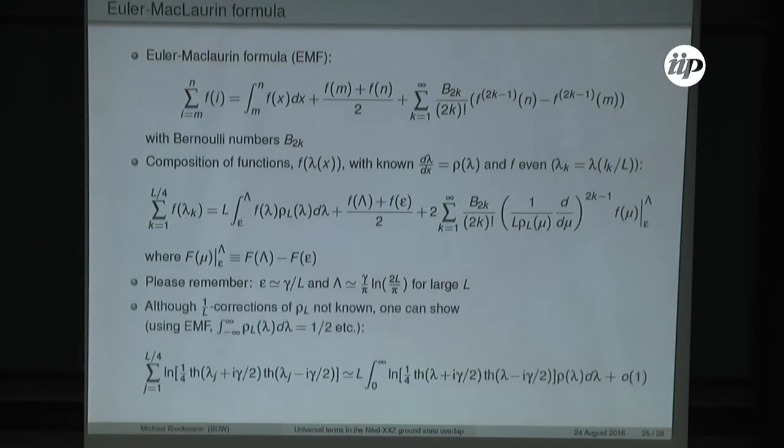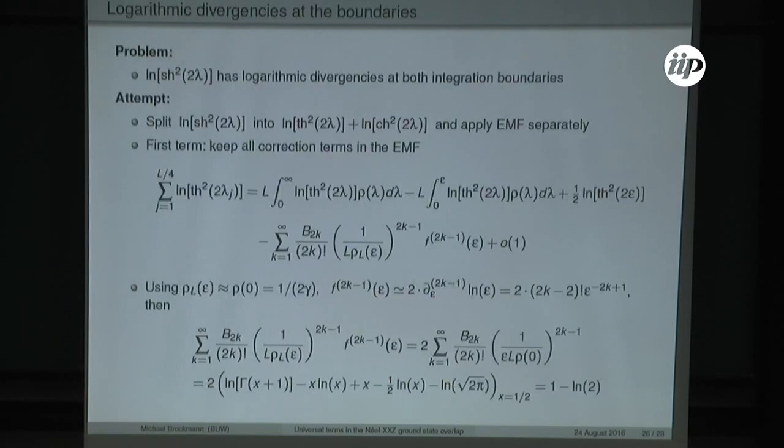But let me skip this. So this function here has a logarithmic divergence, as I mentioned. And then at the lower boundary, you can apply this derivative to log L, 2k minus 1 many times, and then you get epsilon to the minus 2k plus 1, and then at the end you get this expression to the power 2k minus 1.